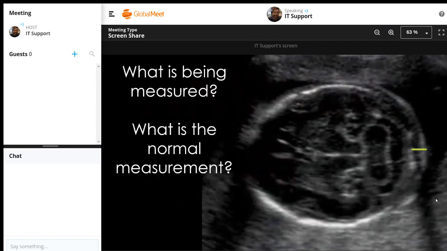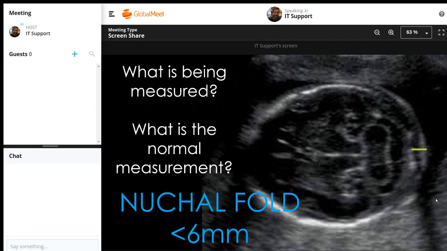Start with the first image. What's being measured and what's the normal measurement? We are measuring the nuchal fold, and anything less than 6 millimeters is considered normal. Anything over 6 millimeters, we would be concerned about Down syndrome or any other kind of chromosomal abnormality. So less than 6 is ideal.